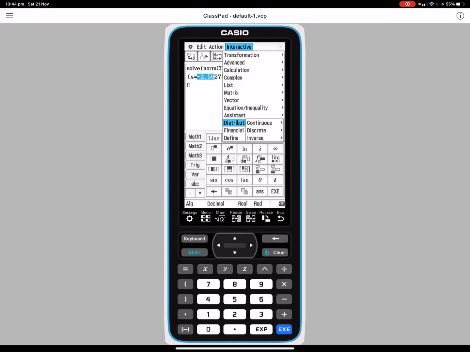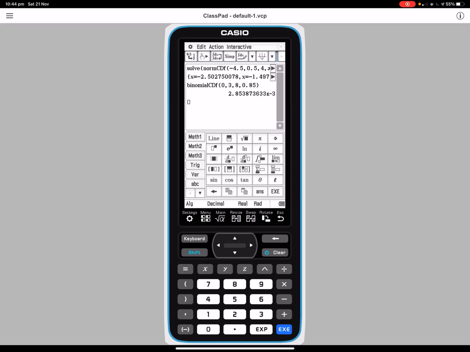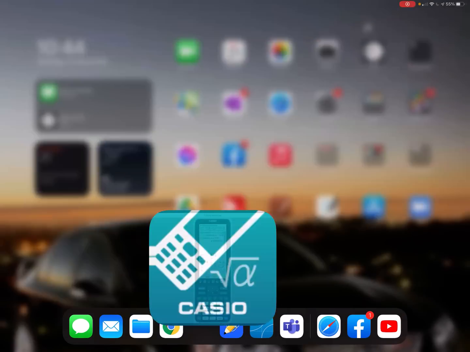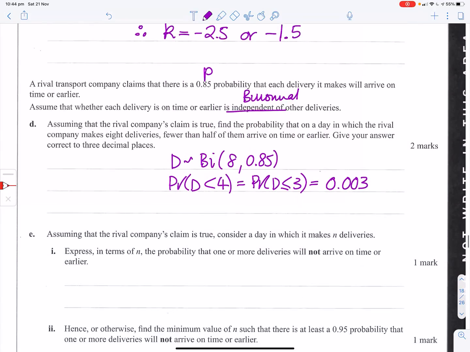So we use binom CDF between 0 and 3 out of 8 trials and 0.85. So 0.00285, which is 0.003. Okay, so I'm pretty sure that's right.